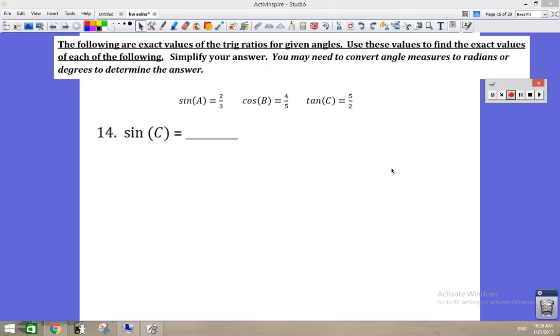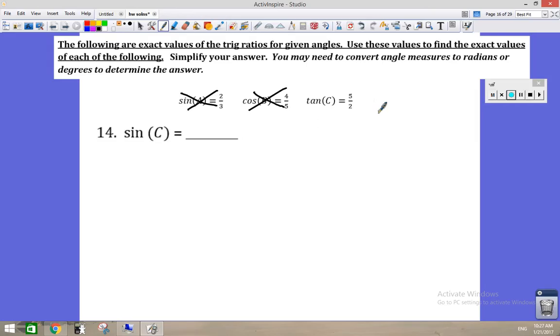Let's take a look at this problem. They've given us the sine of angle A, cosine of angle B, tangent of angle C, and there are several problems that all of these relate to. So for number 14, with the sine of C, we're not going to worry about the sine of A or the cosine of B.